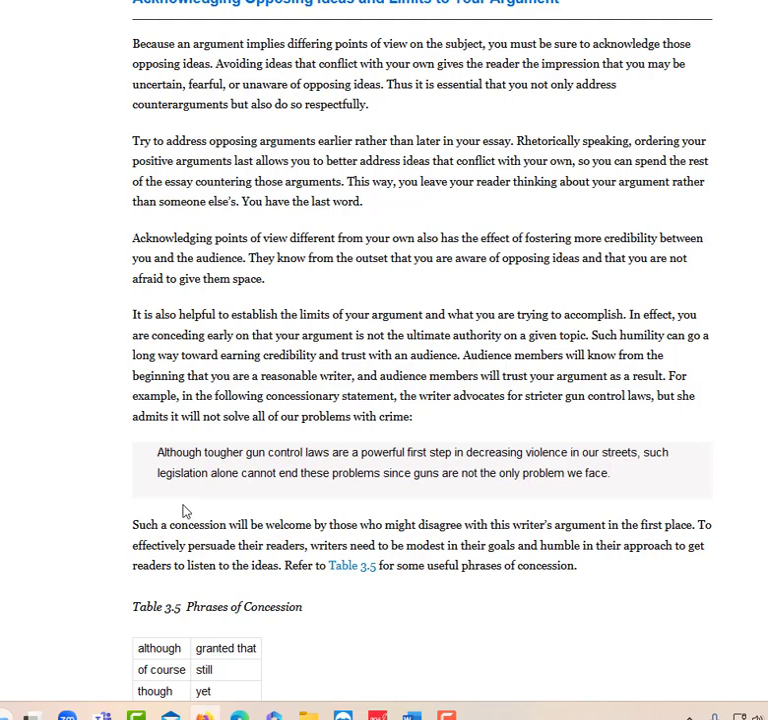Such a concession will be welcomed by those who disagree with the writer's argument in the first place. To effectively persuade readers, writers need to be modest in their goals and humble in their approach to get readers to listen to their ideas.